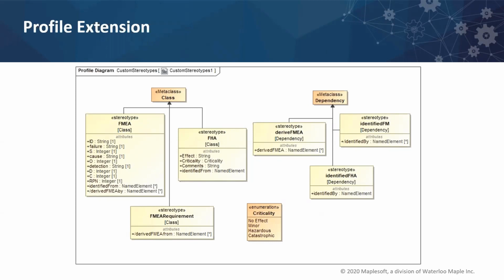So I have different stereotypes that I've defined for the elements that I'm going to create, and based on these stereotypes, I've defined new attribute values like ID, what the failures are, and the different terms that I need to capture from the safety engineer.